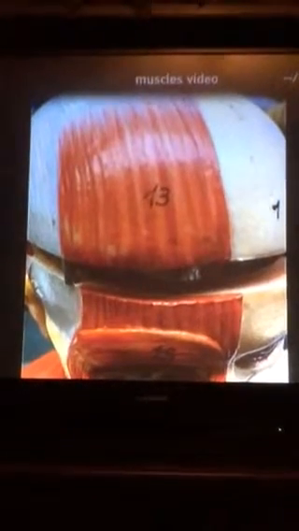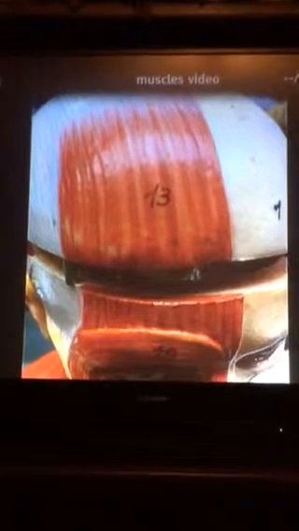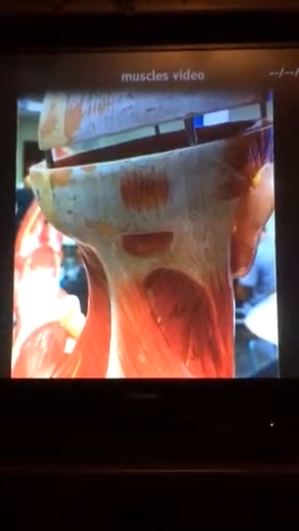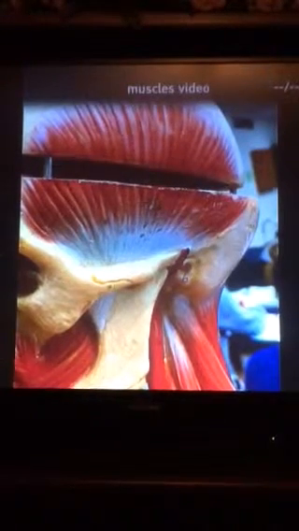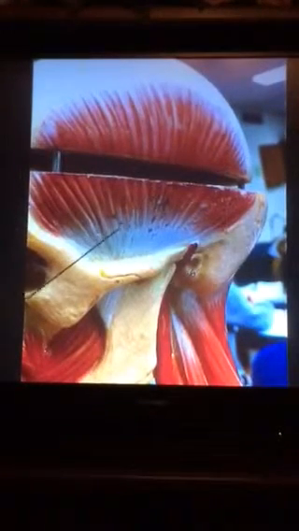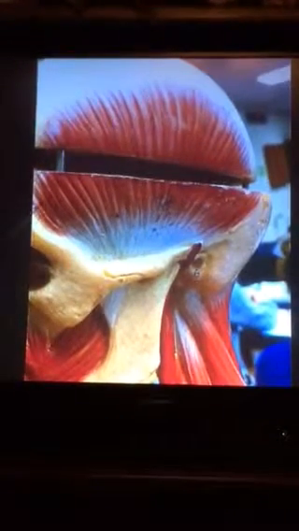In this image, we will view the epicranius frontal, the muscle right above here. In this picture, we will see the epicranius occipital, this muscle. In this other photo, you will see the temporalis, this entire muscle.